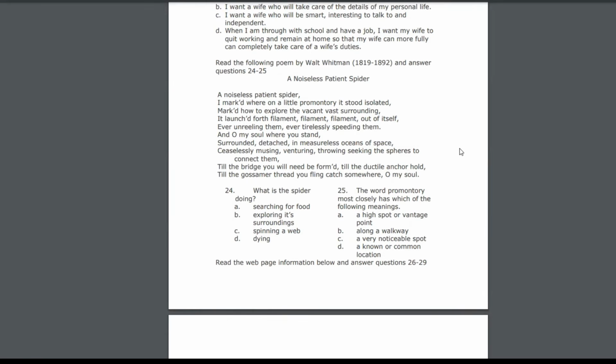So if we look at 24, it says, what is the spider doing? Like, what is actually going on or occurring in this passage? So, of course, it says a noiseless, patient spider. So we know a quiet spider that's being patient, right? That's what's going on. I marked where on a little promontory it stood isolated. So we know it was quiet, it was being patient, and it was by itself. It launched forth filament out of itself, ever unreeling them, ever tirelessly speeding them. So even if you don't understand what filament is, just think of it. Launch forth. That means they was throwing something and it was going from the inside of itself.